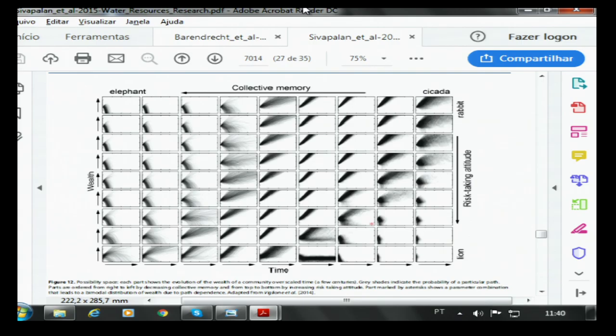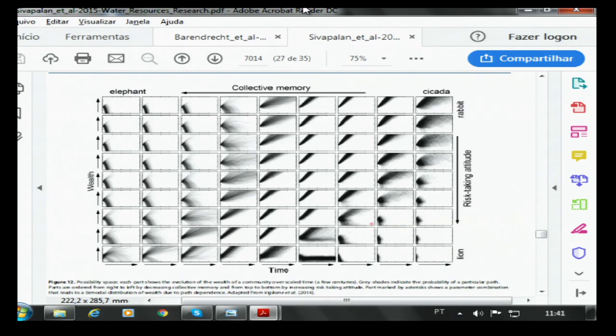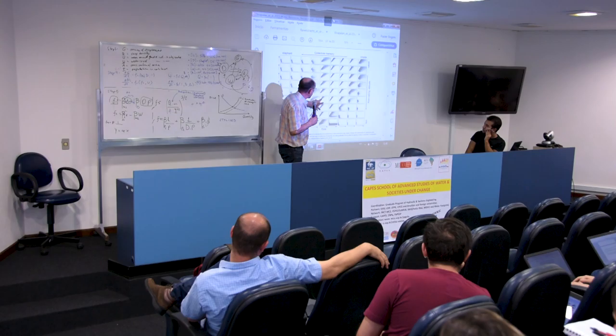On the horizontal axis, we have risk-taking attitudes. The people who take a lot of risks are lions, and those who do not take risks, the frightened people, are the rabbits. So you have the combination of memory and risk-taking attitude. Each little box is a combination of these two parameters. You can say, well, my community is somewhere here, and if I have this combination, then the future looks very good, with a steep increase in the budget of the community. But if the combination is different like that, then it doesn't look so good.